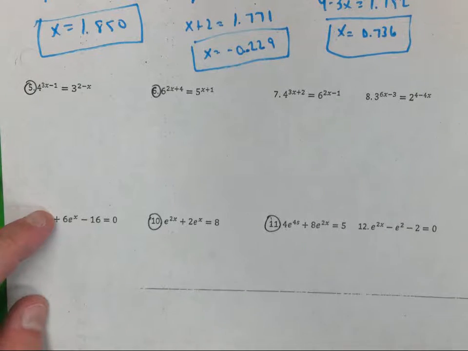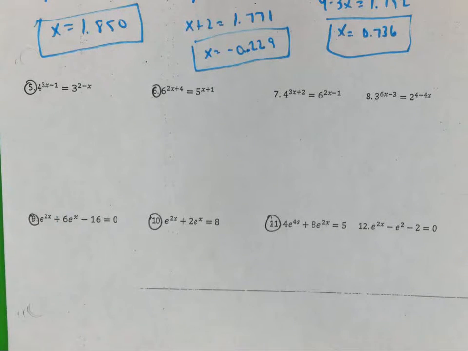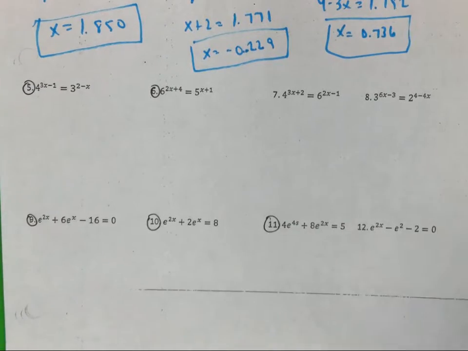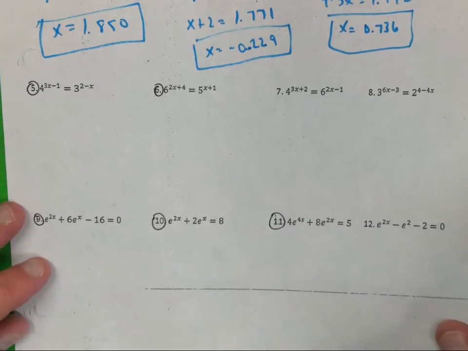Alright. First thing, on number 5, can we get the bases the same? No, you cannot. Remember, turn whichever way you have to be able to see the board, okay? Turn whichever way you have to see the board. Alright, on number 5.